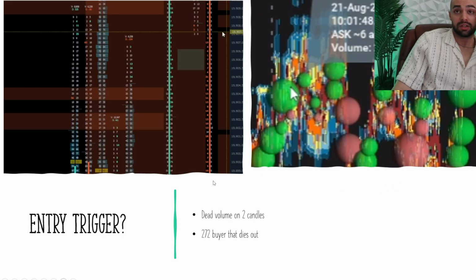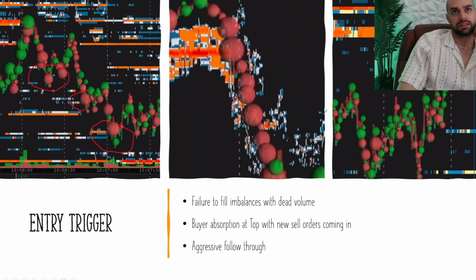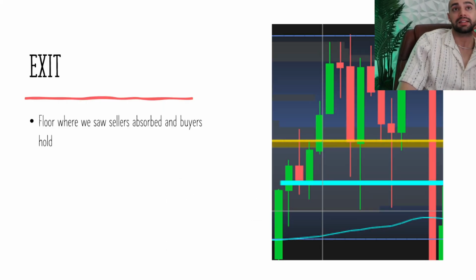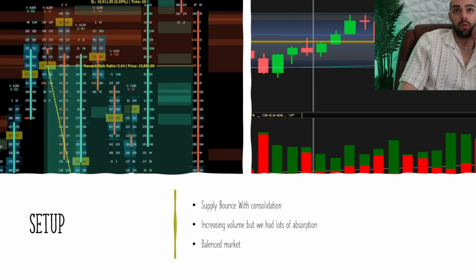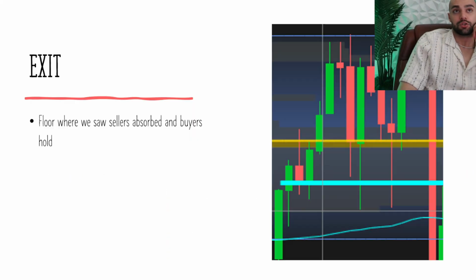The entry trigger here was dead volume on the candles plus the big buyer at around 10. So this was on the Qs. Okay, yeah. You're looking for some smaller volume on the Qs, which makes sense. Dead volume on the wicks and the buy side absorption on the Bookmap as well that we saw. Decent setup, very, very decent setup. My exit was a floor. At the floor we saw sellers absorbed and buyers hold on. So a very, very good trade here.